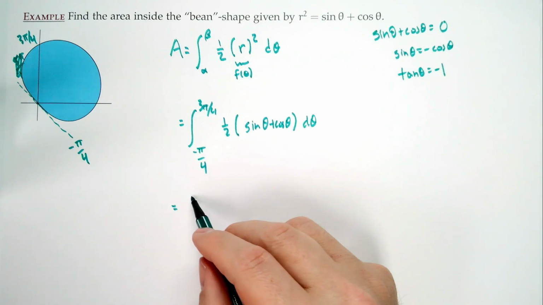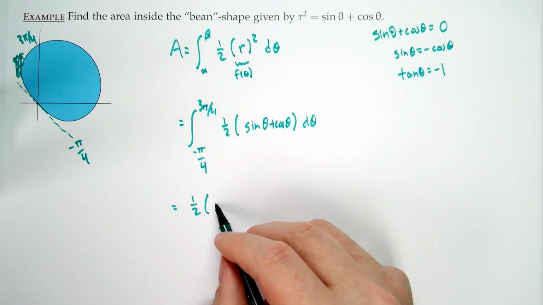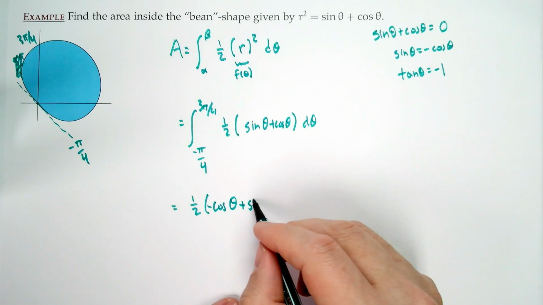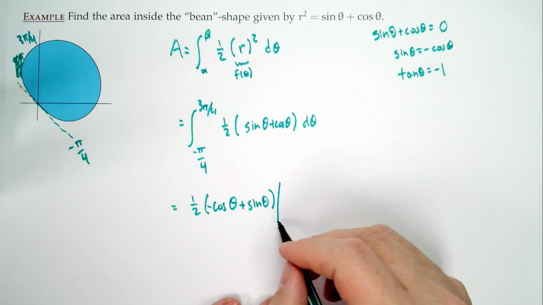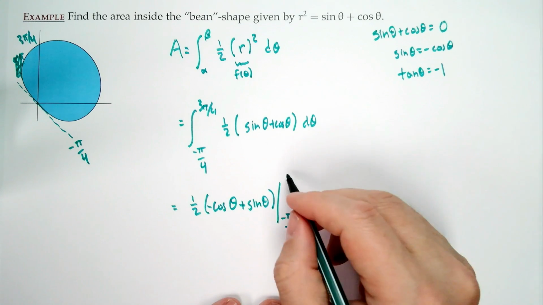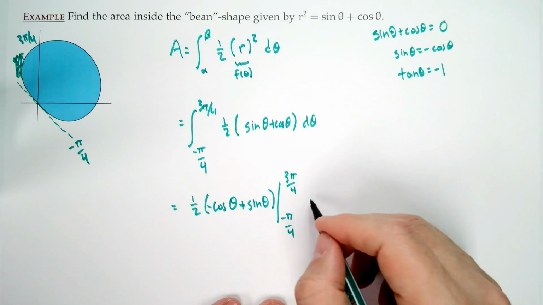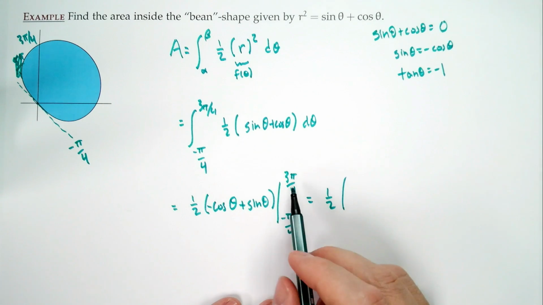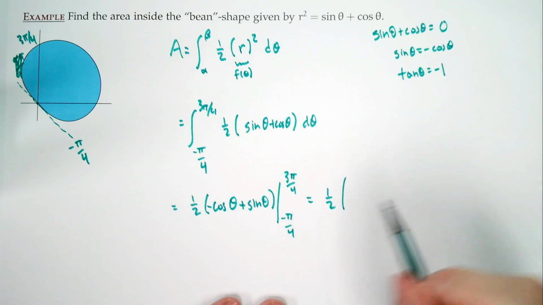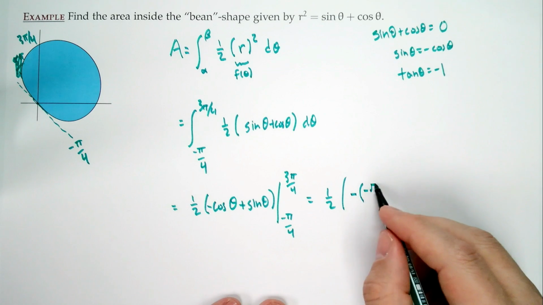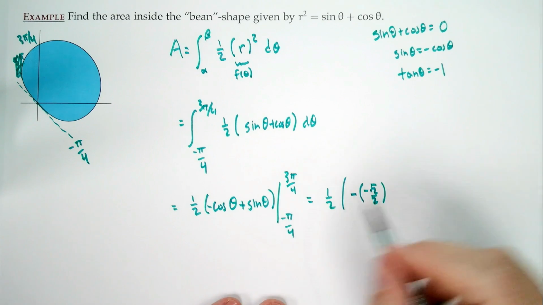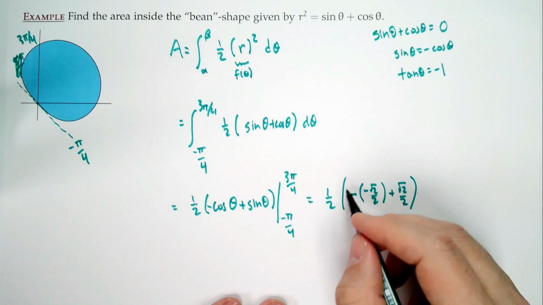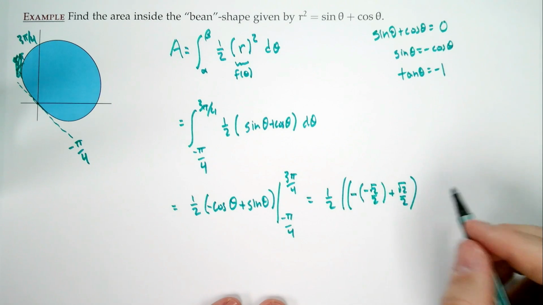So this becomes 1/2 integral of sine is negative cosine. Integral of cosine is positive sine. And then we're going to go from negative pi over 4 to positive 3 pi over 4. Now we just have to be a little bit careful. At 3 pi over 4, cosine is negative root 2 over 2. Sine is a positive root 2 over 2. Alright, so that's when we plug in 3 pi over 4.